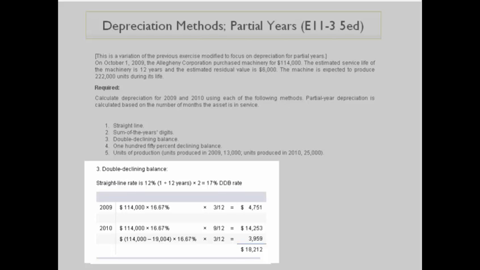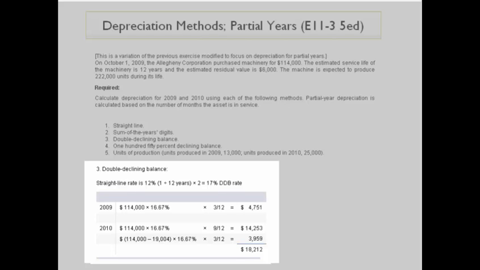For 2009, we take the purchase price. Now this time we don't back out the residual value. When you use a declining balance approach, you use the actual purchase price of $114,000 in this problem times the 16.67% double declining balance rate, and we multiply that times the partial year that the asset was in service for 2009, so that's times 3/12, 3 out of 12 months, and we come up with $4,751 as the double declining balance depreciation for 2009.